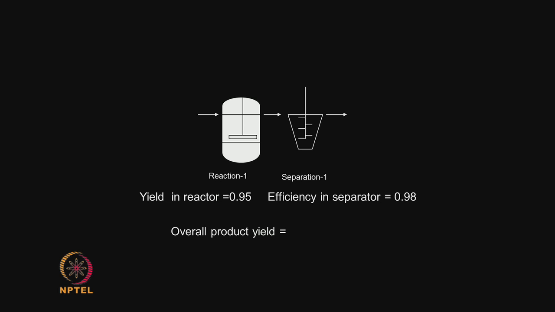You have to multiply 0.95 and 0.98. That comes to 93%. That means for one reactor or fermenter with one separator, having 95% yield and 98% efficiency, we end up with 93% overall product yield. We have lost 7% of the product; instead of getting 100%, we are losing 7%. Did you see that? Very interesting. Although 95 and 98 look very large, overall our product yield is only 93%.